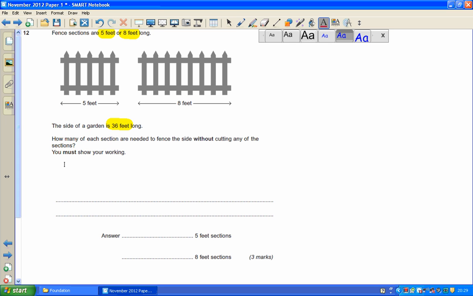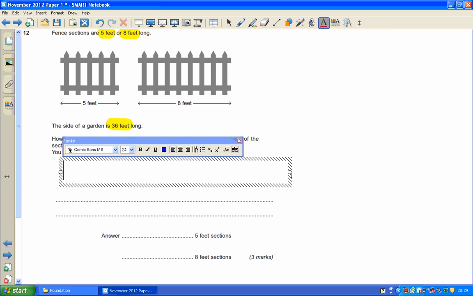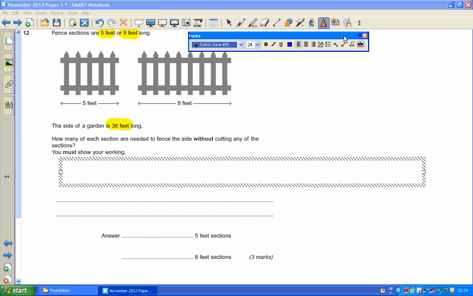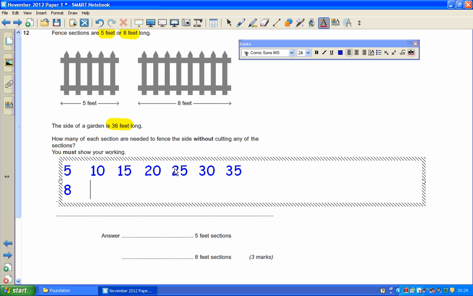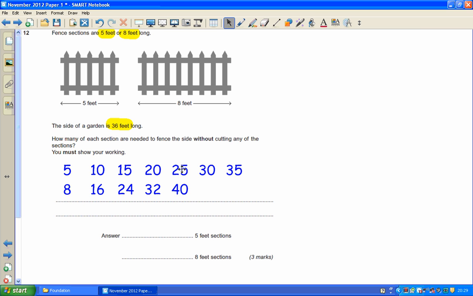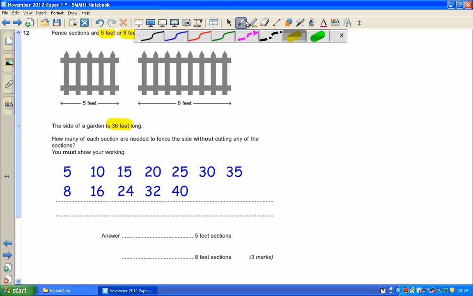So the way I would do this is I would write down my 5 times table first of all. So we could get on the 5s, we could have 5, 10, 15, 20, 30, 35. And on the 8s we could get 8, 16, 24, 32, 40. So that is if we just had one or the other. What we can do is have a mixture of each. So essentially we need to find 2 of these numbers that are going to add up to give me the 36.